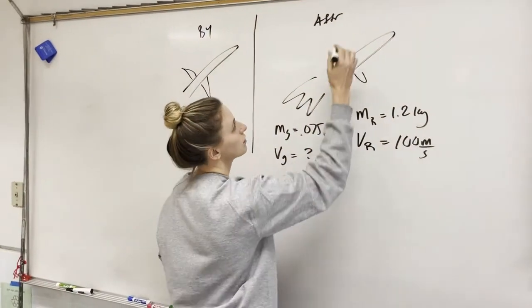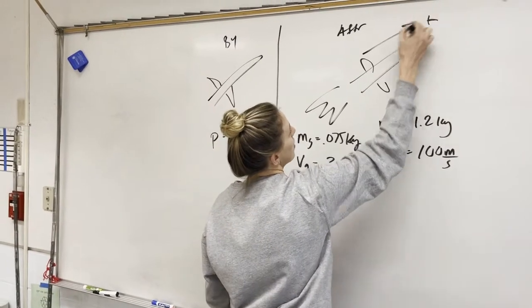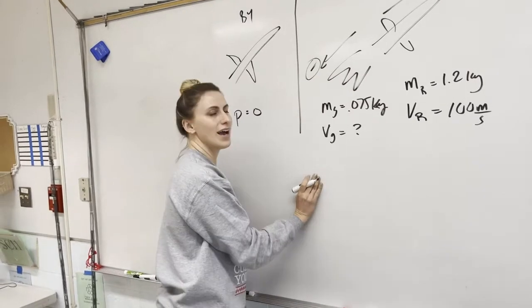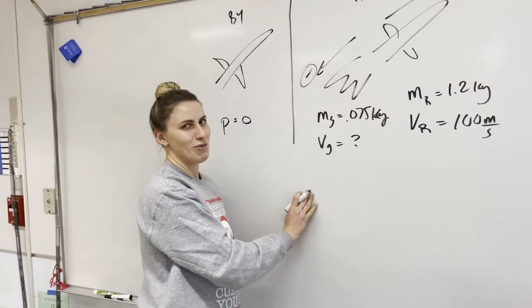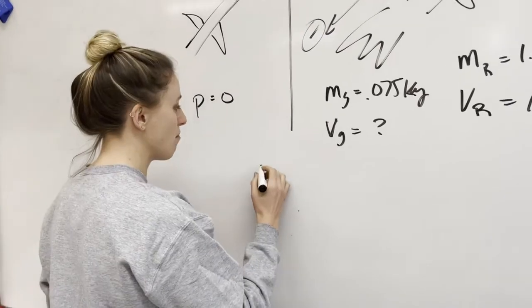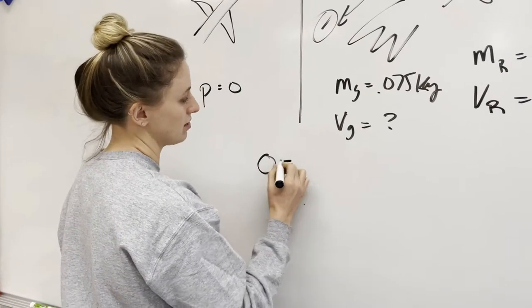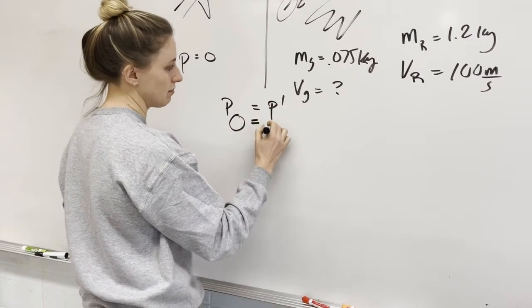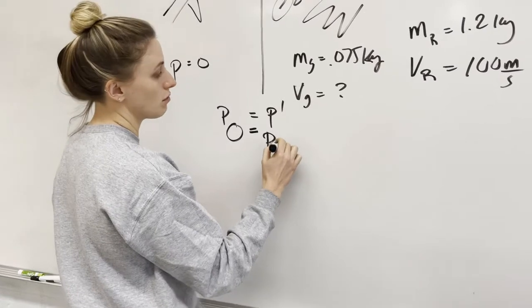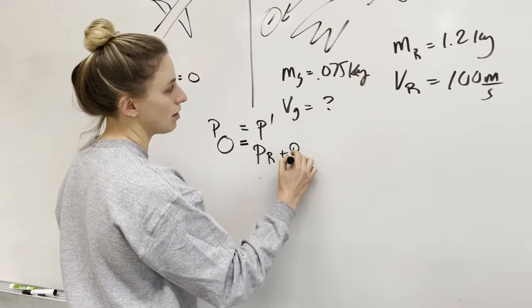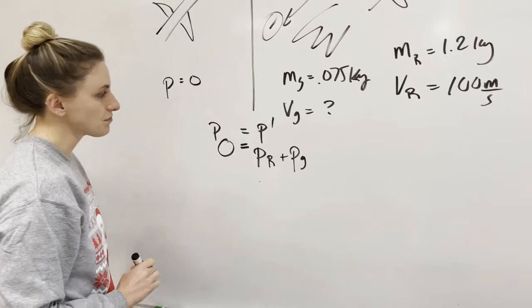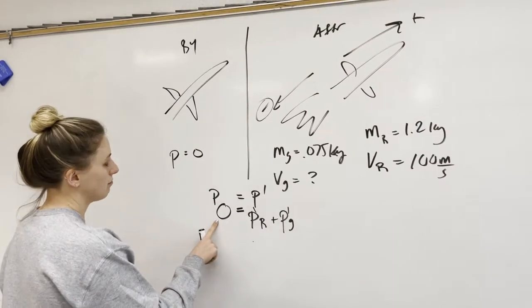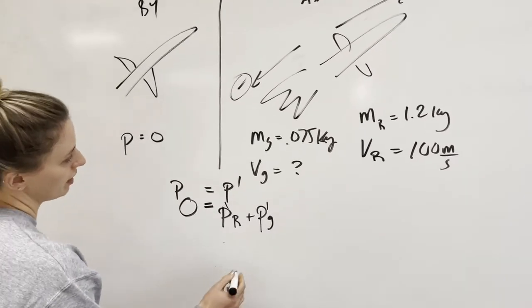So we've got to do the pyramid thing. Don't forget, we're going to call this the positive direction. This is the negative direction. This is an explosion, and we know that the momentum at the beginning is equal to 0. And the momentum at the end is going to be the momentum of the rocket plus the momentum of the gas, afterwards, prime. That's important. And at the beginning, it's not moving, so I'm just going to go ahead and subtract.